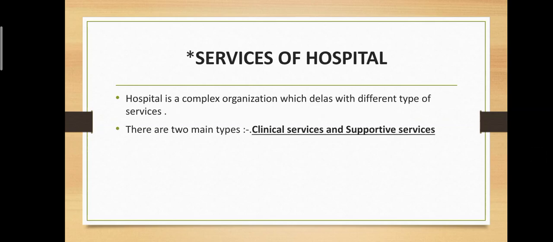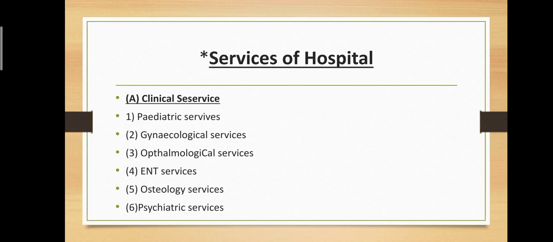The next main topic of the chapter is services of hospital. Hospital is a complex organization which deals with different types of services. There are two main types: first, clinical services and second, supportive services. In clinical services, there are six subtypes. First, pediatric services. Second, gynecological services. Third, ophthalmological services. Fourth, ENT services, ENT means ear, nose, throat services. Fifth, orthopedic services. Sixth, psychiatric services.